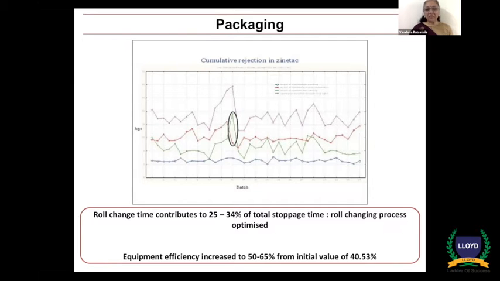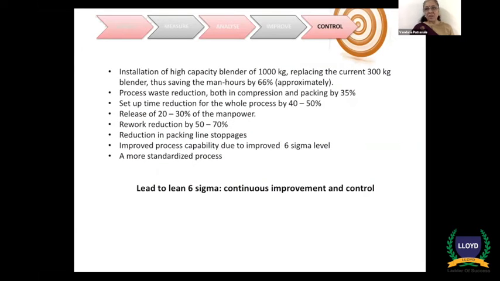And therefore, they would look at all the procedures by which they could actually make money and at the same time keep the quality. And this is GSK's product. Obviously, quality cannot be compromised. So, what was their control strategy? They have installed a high capacity blender. So earlier it was 300 kg, they shifted to 1000 kg.